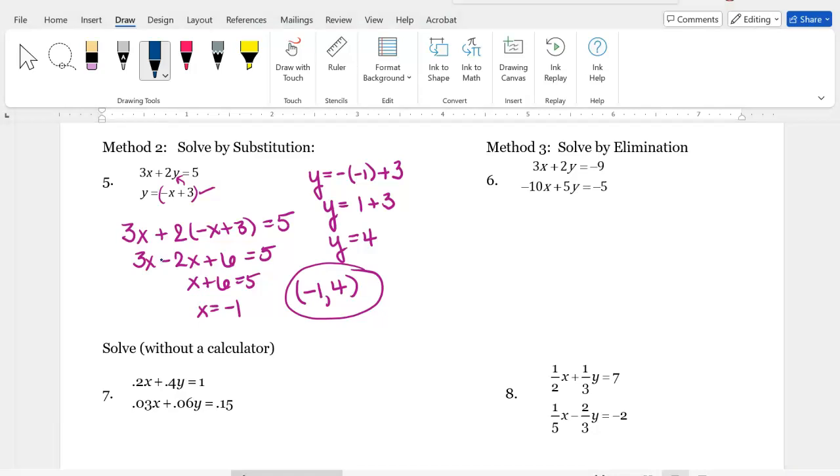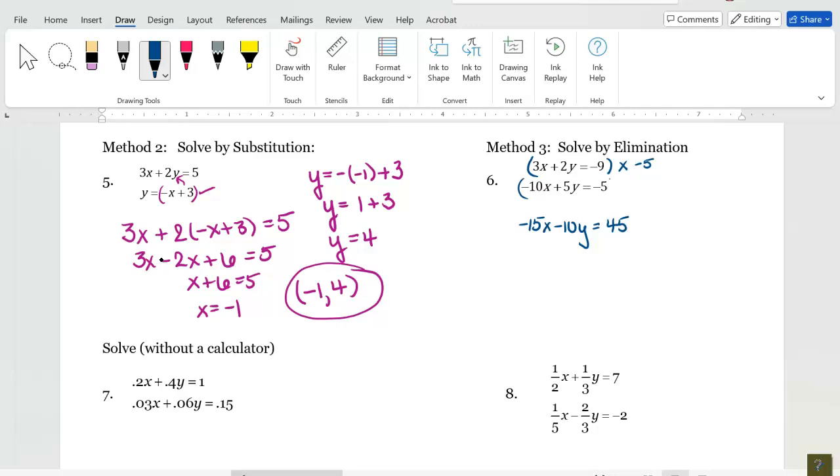Right now, I have 2 and I have 5. 2 and 5 both go into 10, so I'm going to multiply both equations by a constant number so that one of these is positive 10, one of these is negative 10. So I'm going to take the first equation and multiply everything by negative 5. So that's going to give me negative 15x minus 10y equals 45.